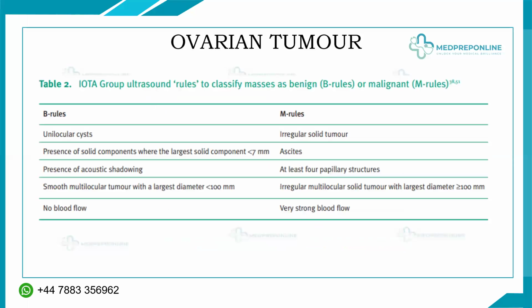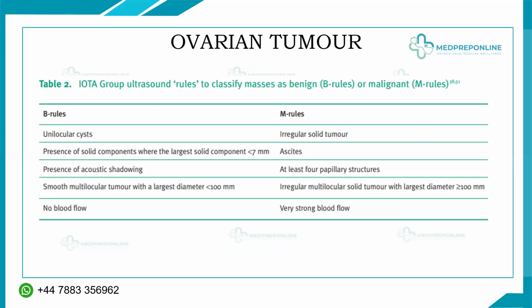Now, ovarian tumors are usually classified into benign or malignant by ultrasonography findings. So this is the IOTA group classification. So you have B rules and M rules. B rules are easy to remember. They are unilocular cysts and they have solid components. So always remember, solid components are present in both.